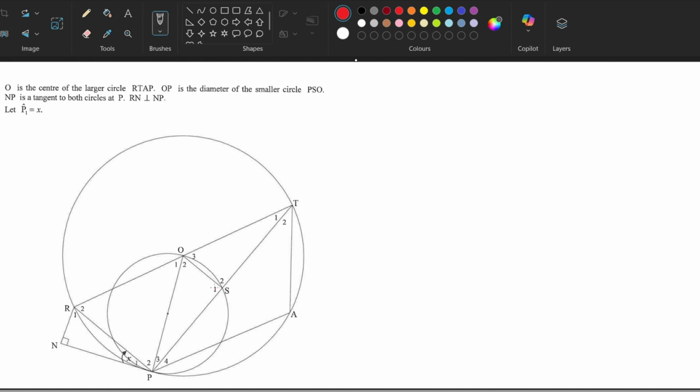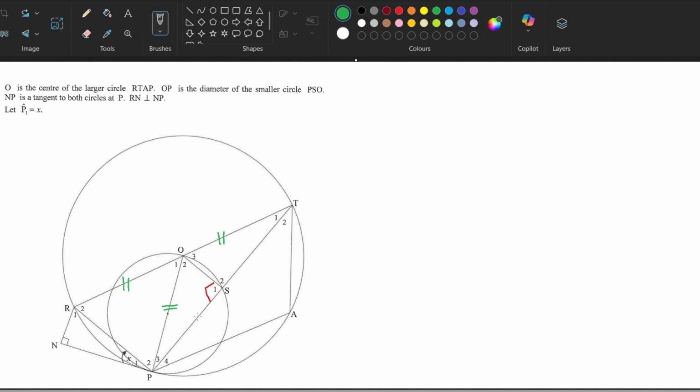As we stated before, a diameter subtends a 90-degree angle at the circumference, which is angle S1. So we have noted that. Another thing that I want us to note is the radii. We know that a straight line from the center to the circumference is a radius. So this line is going to be equal to that line. OT is going to be equal to OR, and our reason is radii. And then OP is also a radius because it's a line from the center to the circumference.